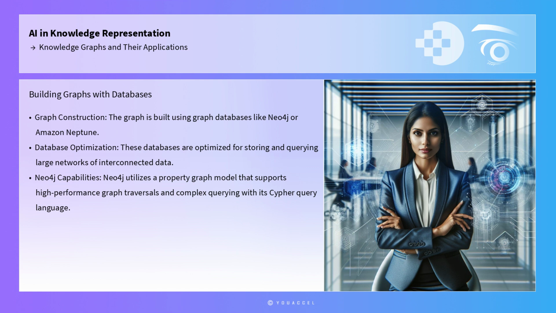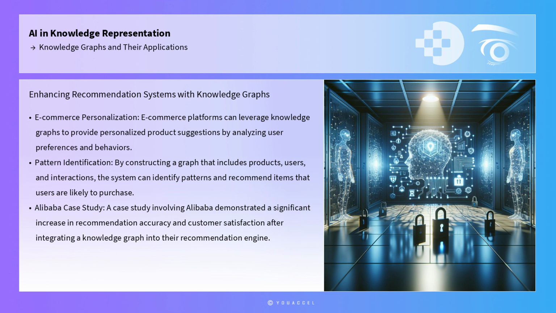Once the data is structured, the graph is built using graph databases like Neo4j or Amazon Neptune. These databases are optimized for storing and querying large networks of interconnected data. Neo4j, for instance, utilizes a property graph model, which supports high-performance graph traversals and complex querying with its Cypher query language. This capability is crucial for professionals dealing with large-scale graphs, enabling them to perform deep analytics and derive insights efficiently.